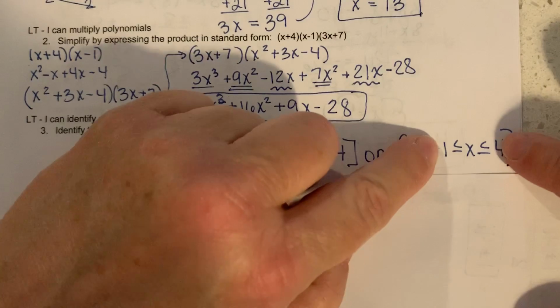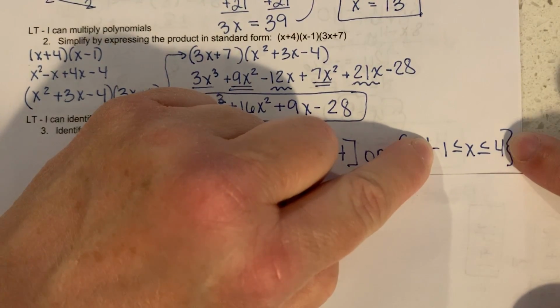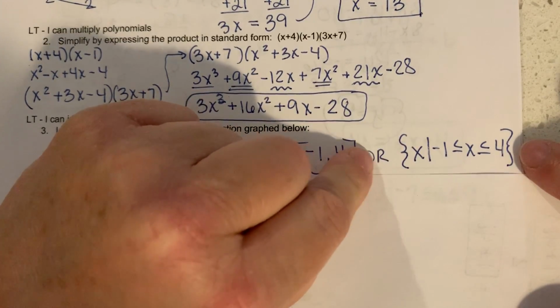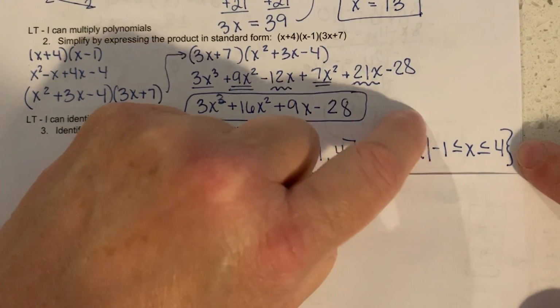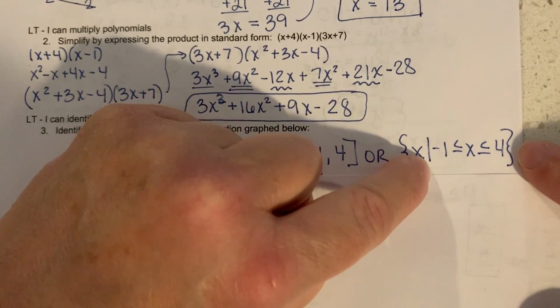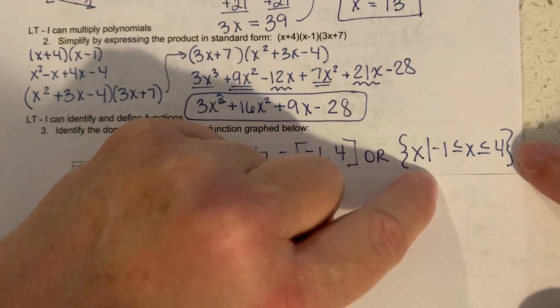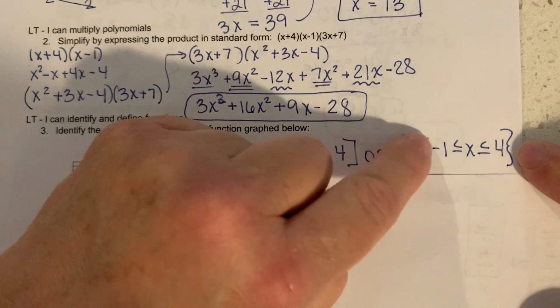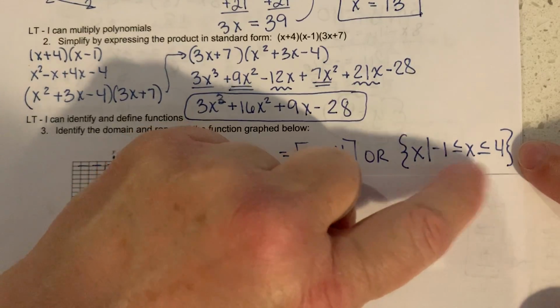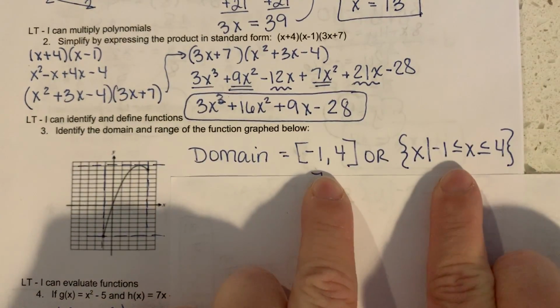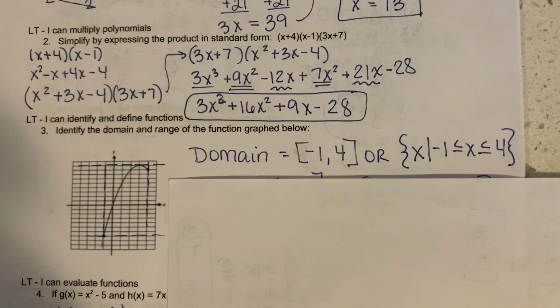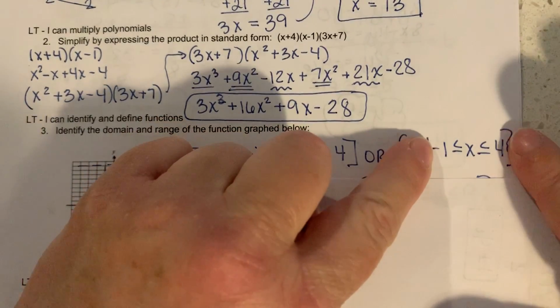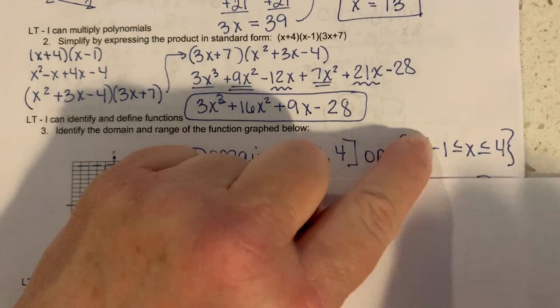Or you can write it this way: negative 1 is less than or equal to x is less than or equal to 4. Or this is set notation where we write the brackets and we say x, and that line looks like an absolute value line, and it represents "such that." So x, such that, you're defining it: negative 1 is less than or equal to x is less than or equal to 4. Both of these are acceptable. I prefer this way, but that is a complete personal choice. You can do either method, and even this method where you just write it without the set notation and define it.